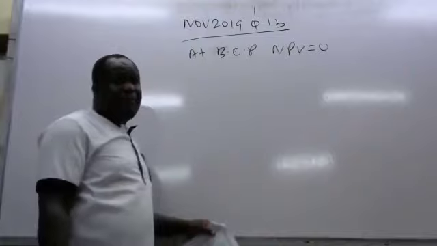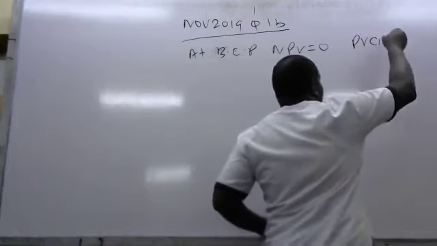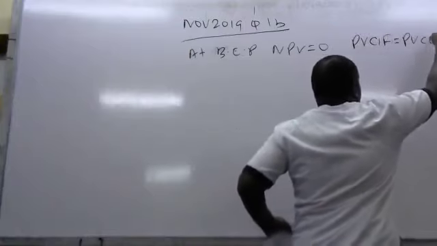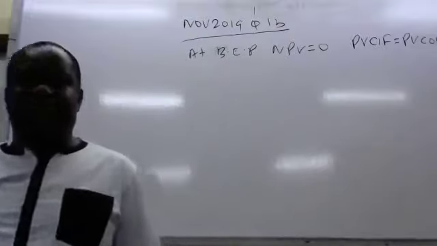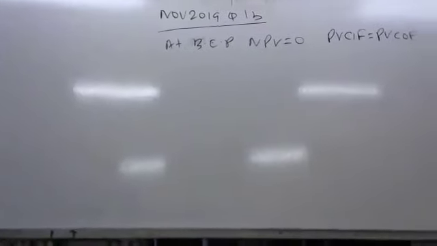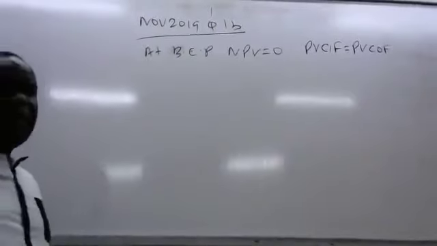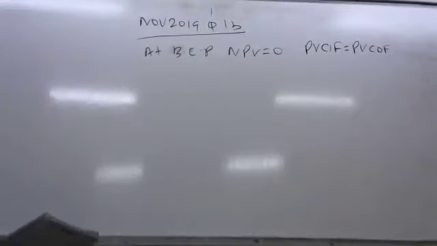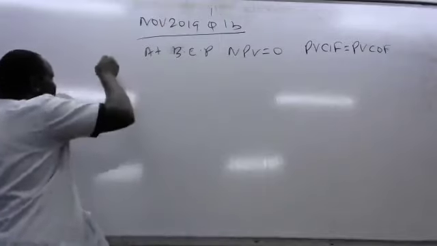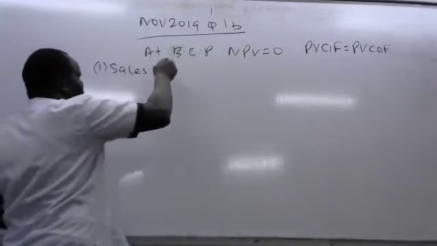Then for the NPV to be 0, it also means that the present value of the cash inflows must be the same as the present value of the cash outflow. So we start with the first item, which is the sales volume. The first item we are going to analyze is the sales volume.